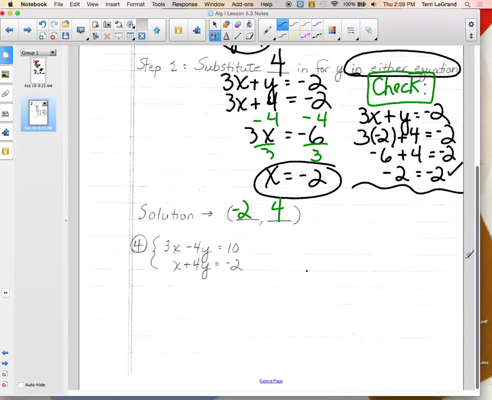Got it? 3x plus 2y equals 14. You're probably already done, huh? And 4 goes in there.